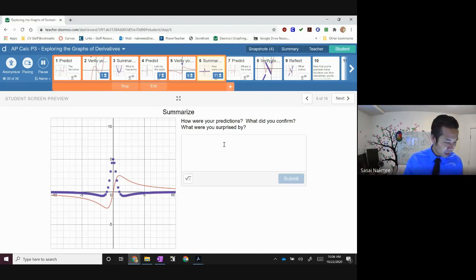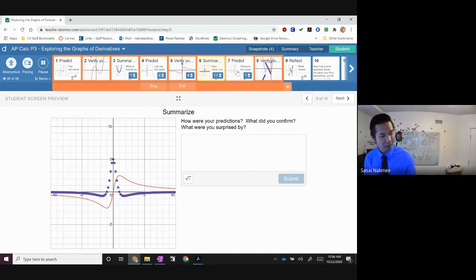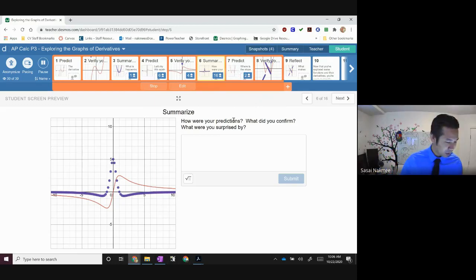Okay. Once you get this answer down, I'm going to go ahead and open up the slides for the next one. Actually, no, just the predict. I actually don't know how to go backwards on that. Well, that's up to you now. So go ahead and do the next prediction, and then move on to the verify once you've done your prediction for the next slide. So type in how good your predictions were, what you confirmed, and what you were surprised by.